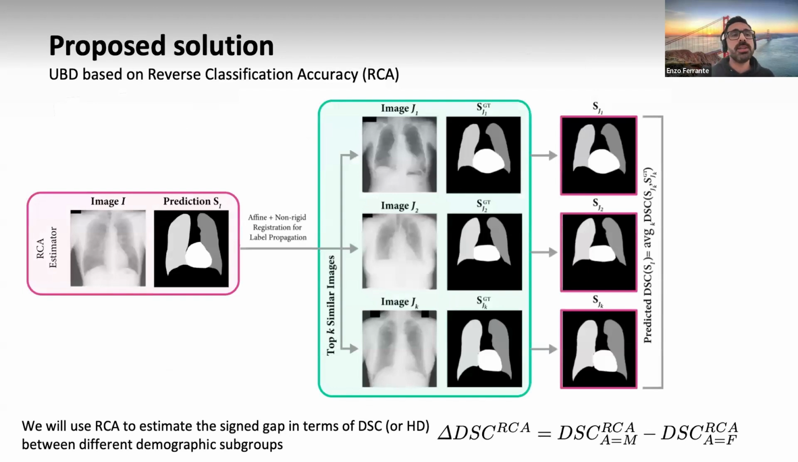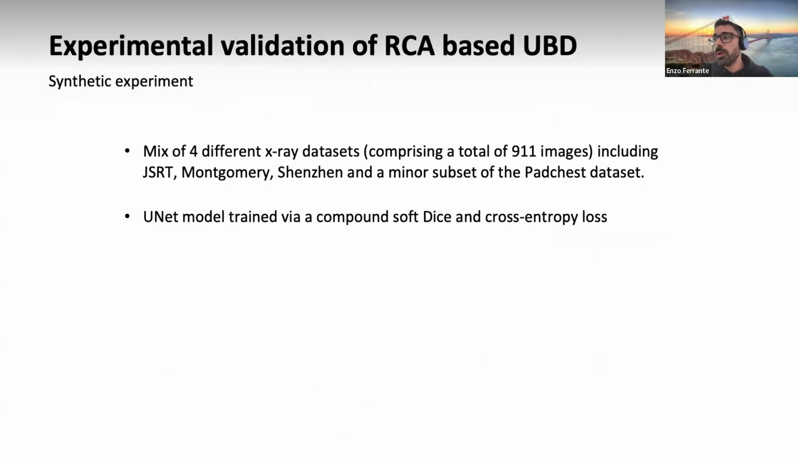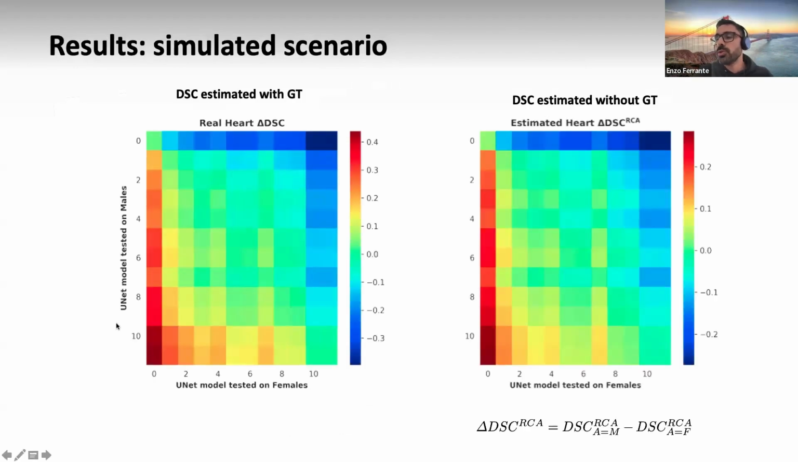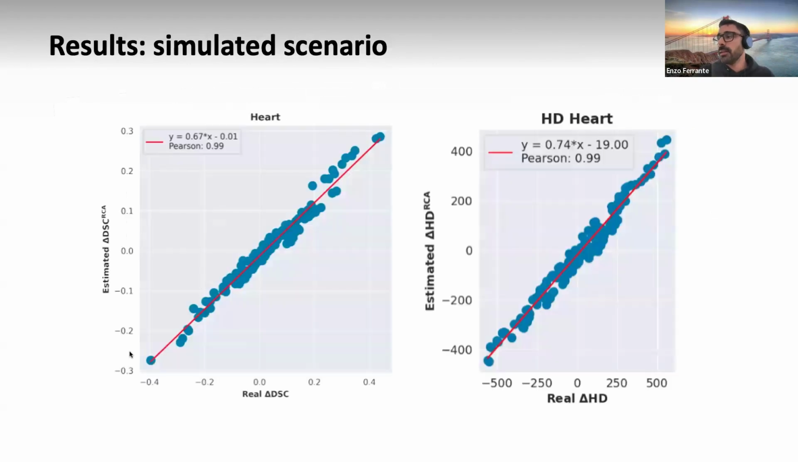But this is a paper we published there, where we basically showed, I'm running out of time, I have only 1 minute, so I will go pretty quickly here, that the RCA estimator that we had used before was useful. We did a lot of synthetic experiments and also real experiments to show that if you want to use RCA to estimate gaps in performance between different subgroups, that's a useful tool you can use. And again, you can see that this is the real gap in DICE coefficient that we were finding between the subgroups, and this is the estimated one using RCA. And you can see that it correlates pretty well.